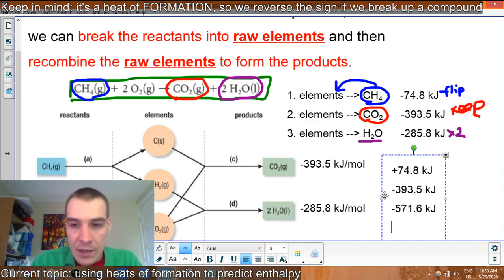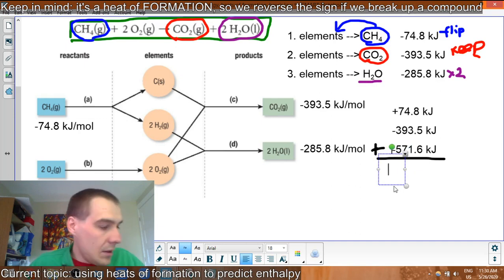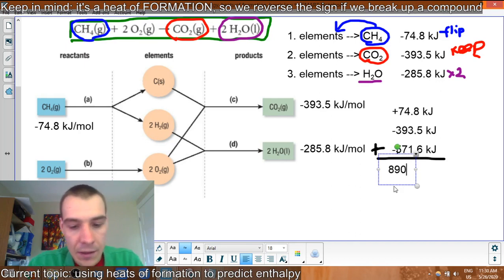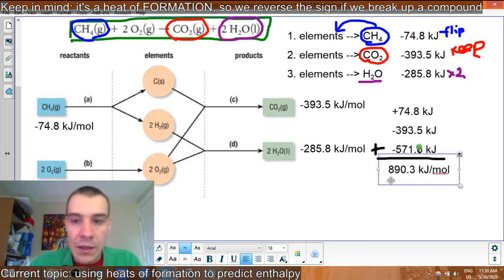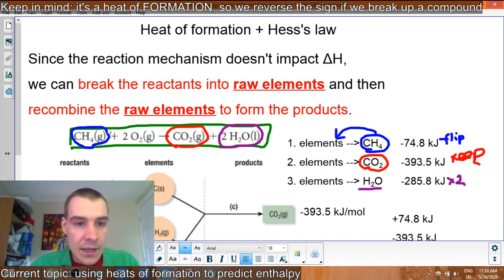And we're going to add those together. All right, so 74.8 minus 393.5 minus 571.6 is minus 890.3 kilojoules per mole. And that is our delta H of this whole reaction, right? Our delta H of the whole reaction then becomes minus 890.3 kilojoules per mole.